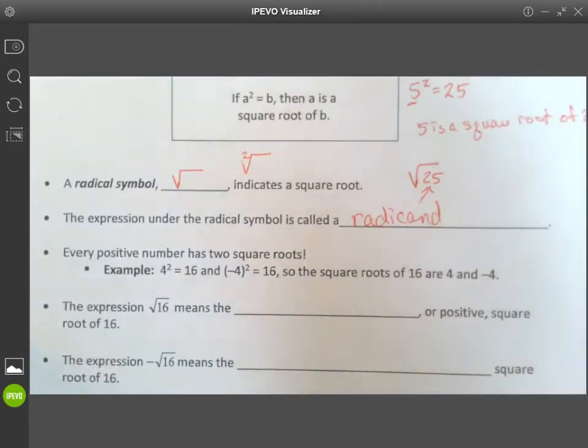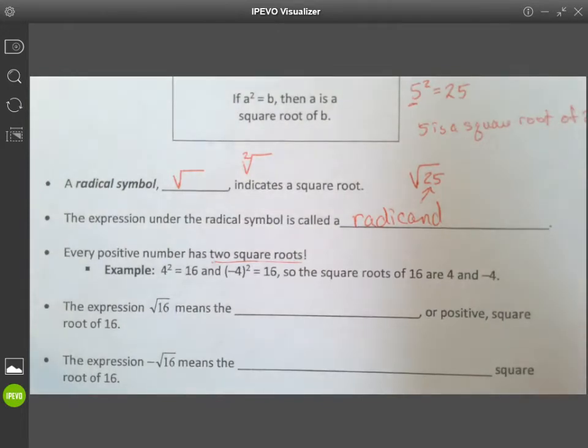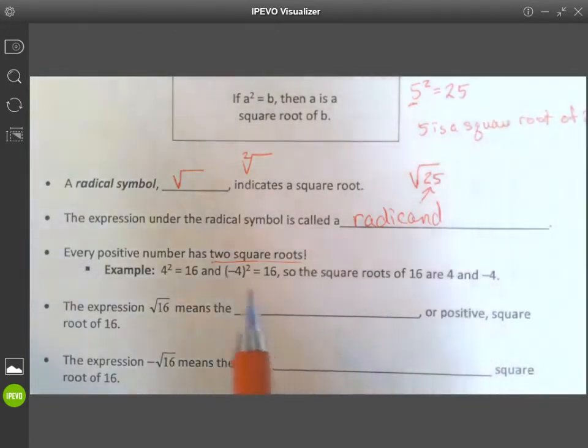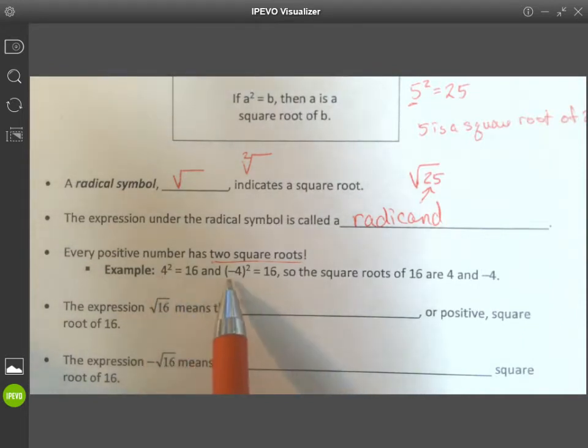All right. Every positive number will have 2 square roots. So when I say, what can I square to get 16? Well, I can square a positive 4 because that's 4 times 4. Or I can square a negative 4 because it's negative 4 times negative 4. Those 2 negatives cancel. I cannot stress enough when we use the calculator that you need to put this in parentheses.